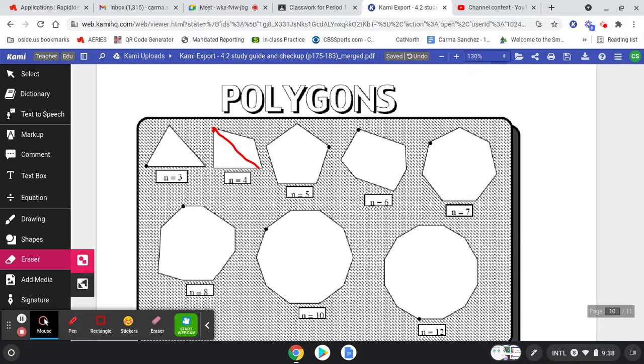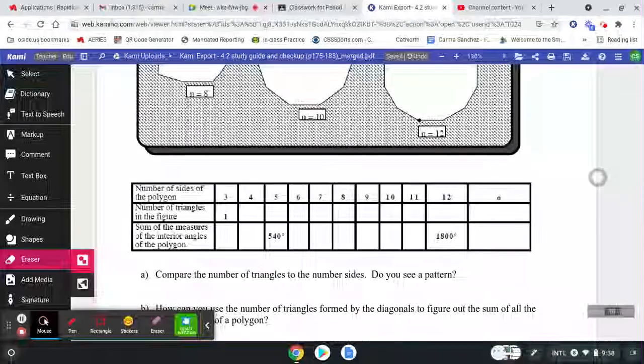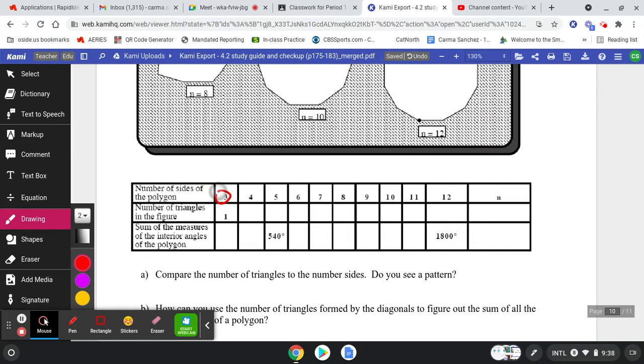So we're going to be drawing in these diagonals here and then filling in this chart below. On a 3-sided figure, triangle, the number of triangles in the figure was 1. And in a 4-sided figure, the number of triangles is 2. And we're going to notice that as we go down this line, there's one more triangle that's able to be drawn in each.